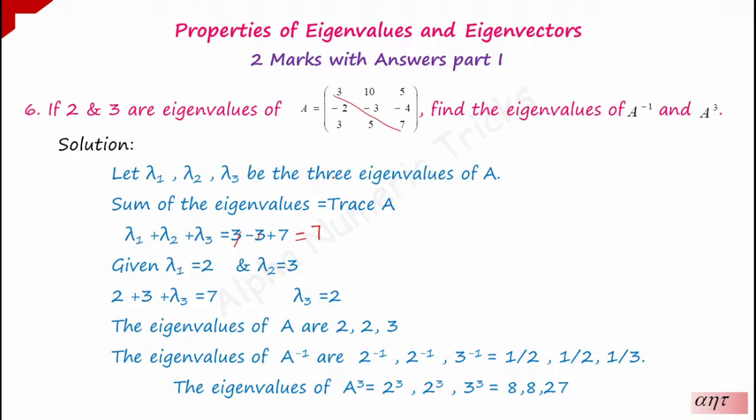So 2 plus 3 plus lambda 3 is equal to 7. Otherwise, 2 plus 3 is 5, and take that to the other side, it becomes lambda 3 is equal to 7 minus 5, which is equal to 2. So that is the value of lambda 3, the third eigenvalue. But we have to find the eigenvalues of A inverse and A cube. Two eigenvalues are given for A, 2 and 3, and we just found that the third eigenvalue is 2. Using these eigenvalues, we have to find the eigenvalues of A inverse and A cube.